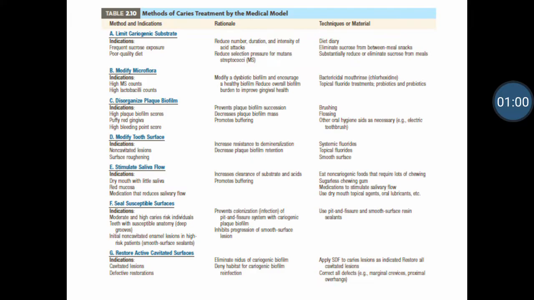This is the tabular column which will explain to us the medical model of caries management. It includes 7 different steps. Those are: limit cariogenic substrate, modify microflora, disorganize plaque biofilm, modify the tooth surface, stimulate the salivary flow, seal the susceptible surfaces, and restore the active cavitated lesions.